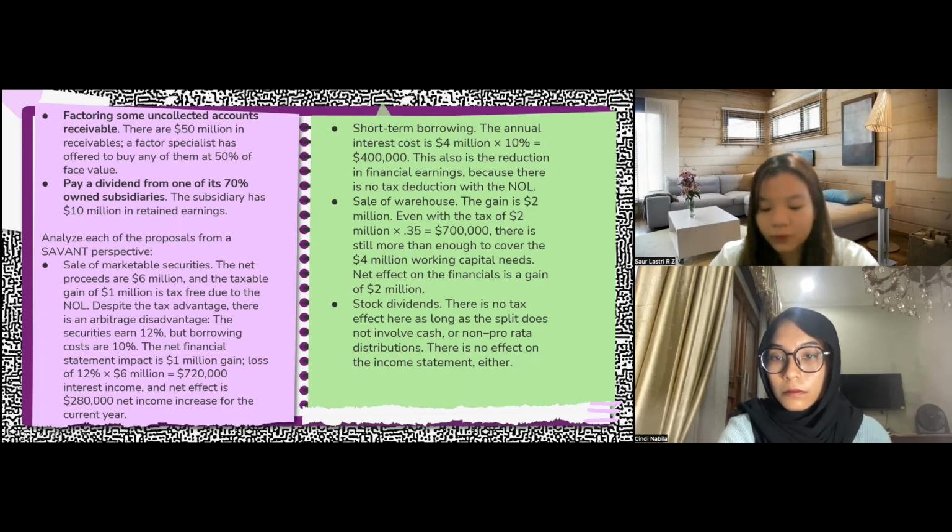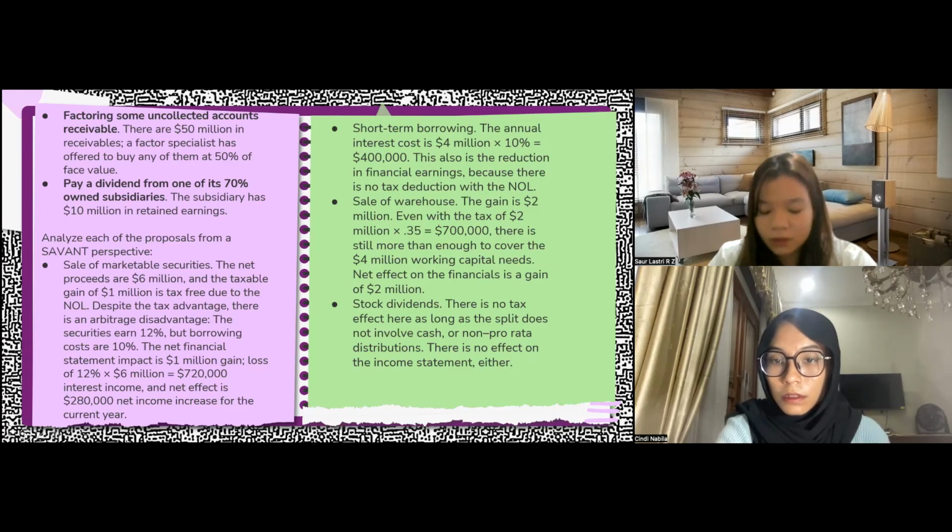And then short-term borrowing. Annual interest cost is $4 million times 10%, which equals $400,000. This also is the reduction in financial earnings because there is no tax deduction with the NOL. Sale of warehouse, where the gain is $2 million, even with the tax of $2 million times 0.35, which is $700,000, there is still more than enough to cover the $4 million working capital needs. So the net effect on the financials is a gain of $2 million.